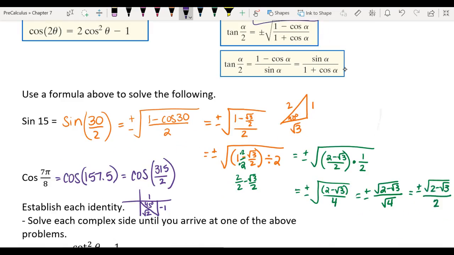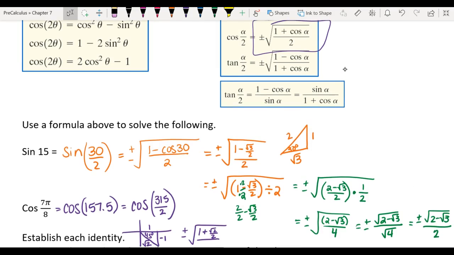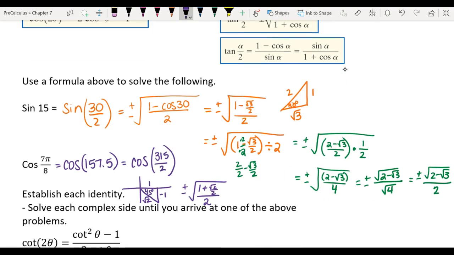So I would do positive and negative square root of 1 plus, what's the cosine of that? Square root of 2 over 2. Divided by 2. Yep. Okay. And then you would go through the same process that we worked through over here to simplify. Do you want to try simplifying it on your own and we can see how you do? Okay.